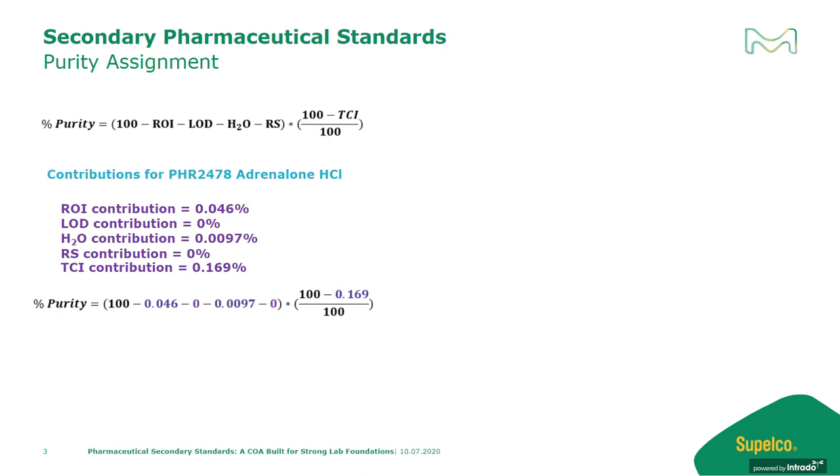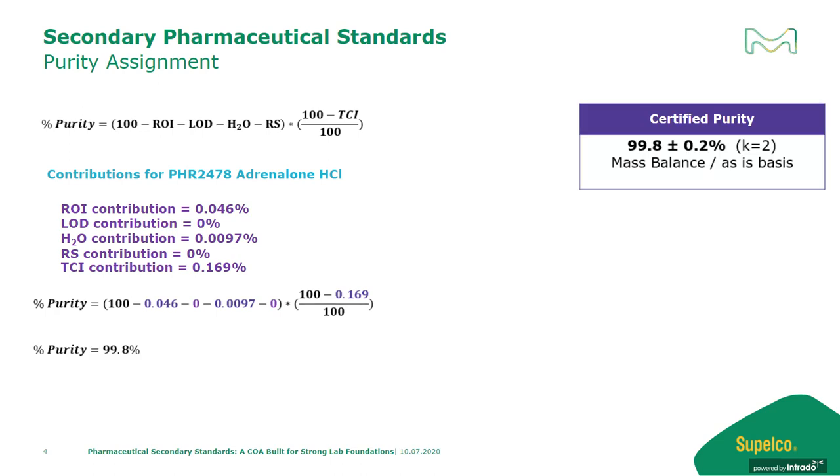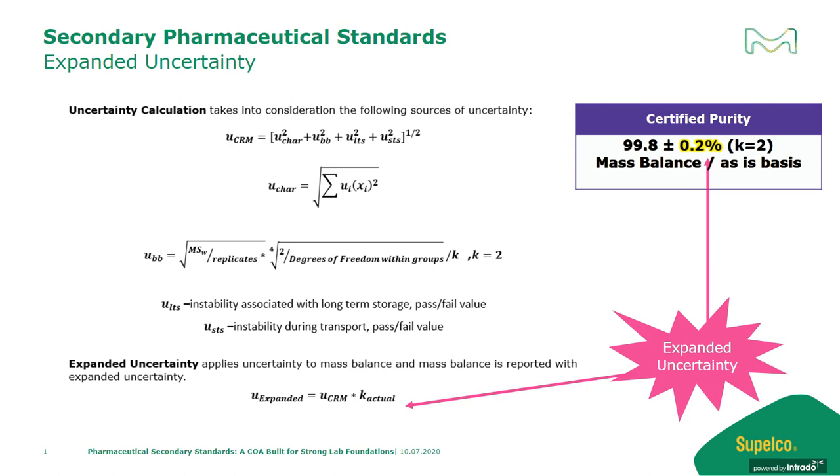Now that we have all of our terms, we can finally put it together and determine the purity assignment for adrenaline. We just went through how the contributions from ROI, LOD, water, residual solvent, and chromatographic impurities can be determined. So we can insert those impurities into the mass balance equation and determine the purity or potency value. The number highlighted in yellow is the certified mass balance that is shown on the front of the certificate of analysis.